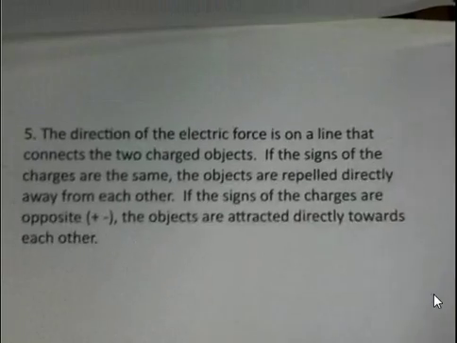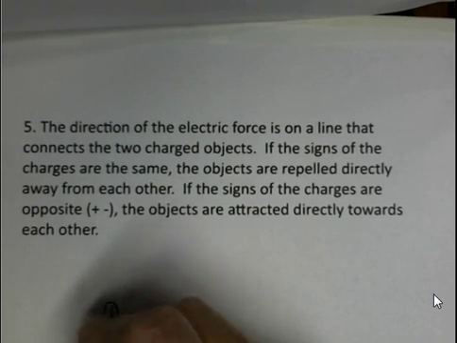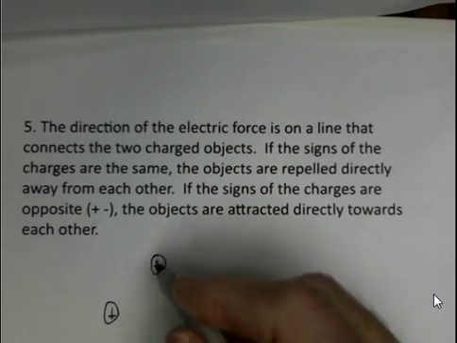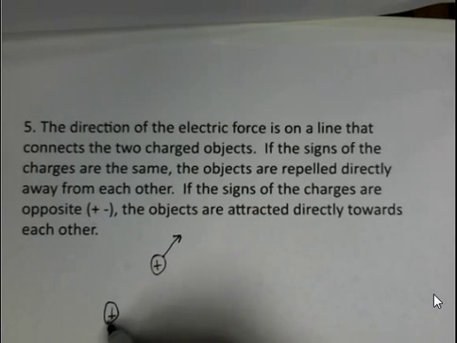One last concept here. The direction of the electric force could be called radial. It's on a line that connects the two charged objects. And again, if we have the same sign of charge, we're going to get a repelling action directly away from each other. So I'll put one positively charged object here. I'll put another one here. This object exerts a force on this object in this direction. This object exerts a force on this object in this direction.